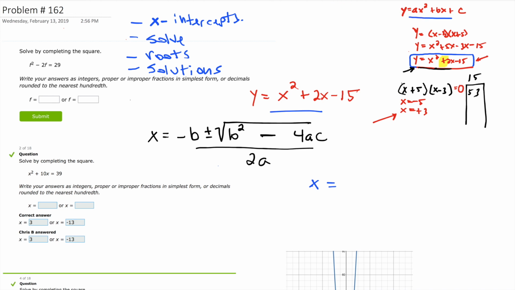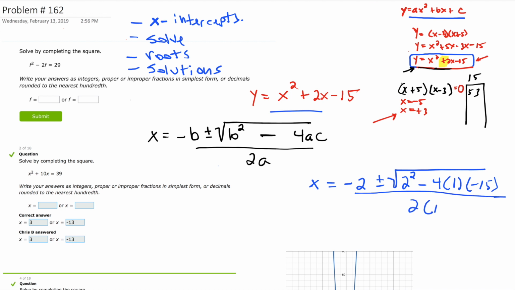Here's the general formula, if you can see it right here. x equals negative 2, plus or minus the square root of b squared, 2 squared, minus 4a, negative 15, all over 2 times 1.